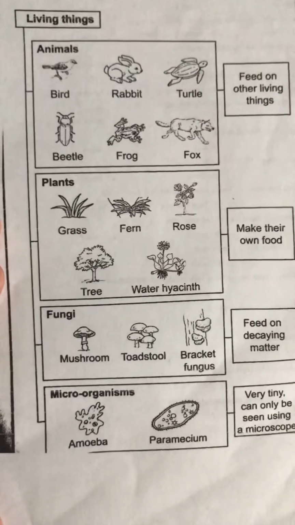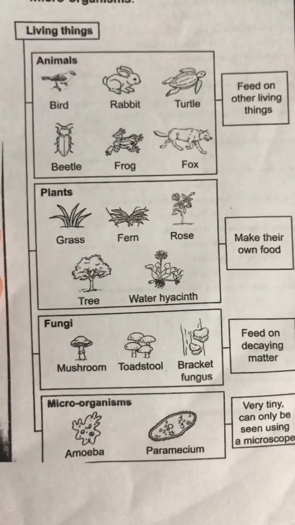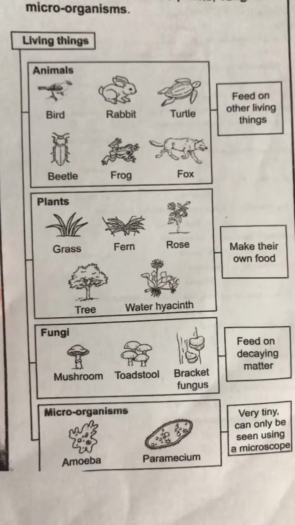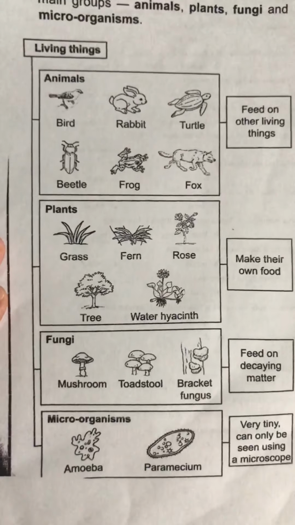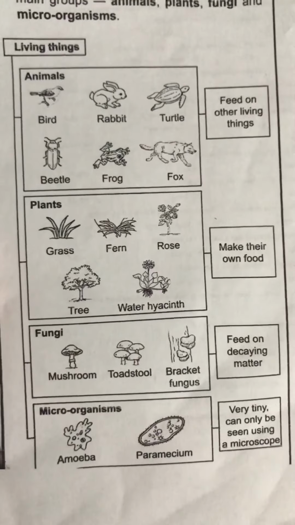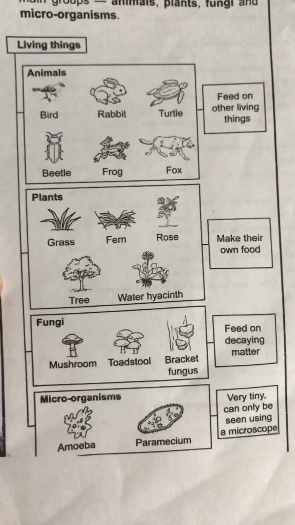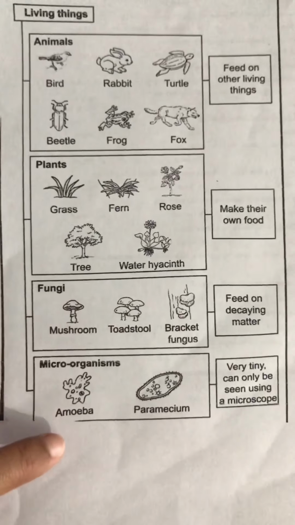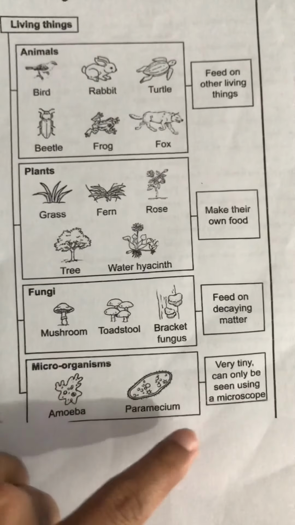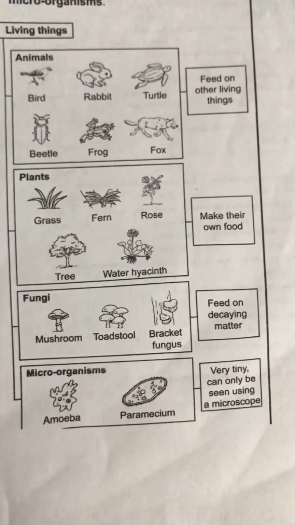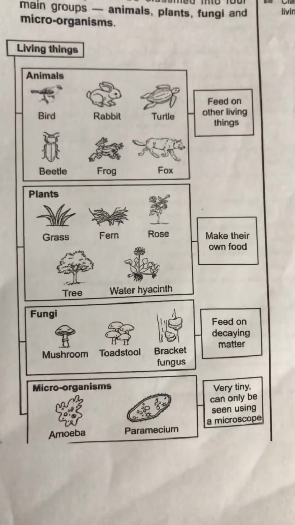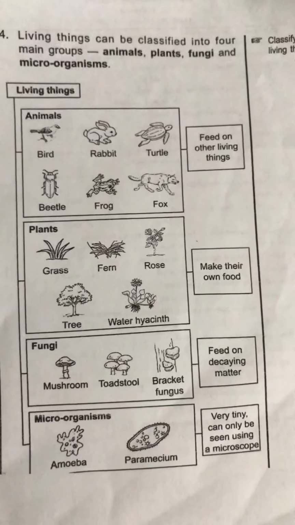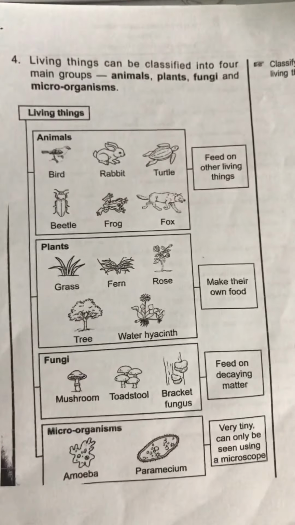Next one is the fungi, such as mushroom, toadstool, and bracket fungus. They cannot make their own food. That's why we cannot classify them as plants. They feed on decaying matter, living or non-living. And the last one is microorganisms. They are the bacteria. And the examples are amoeba and paramecium. They are very tiny. We cannot see them with our naked eyes, and we need to use a microscope to see them clearly.